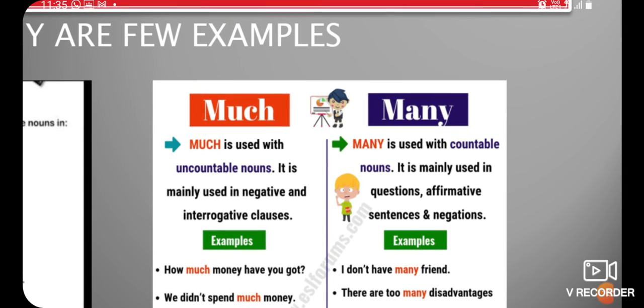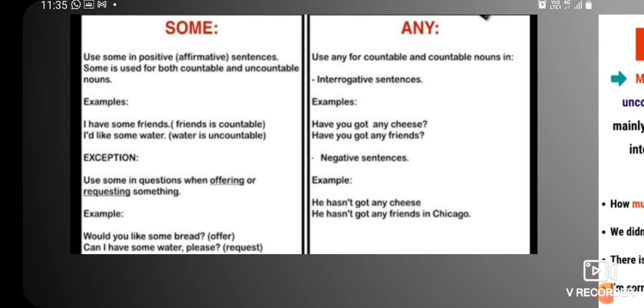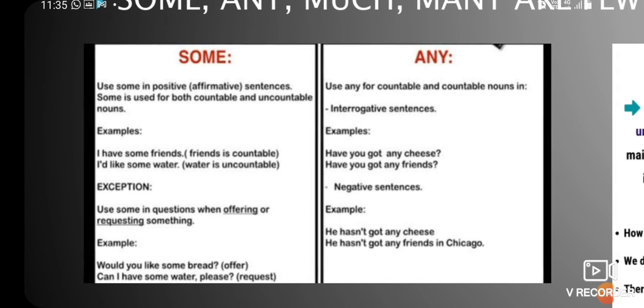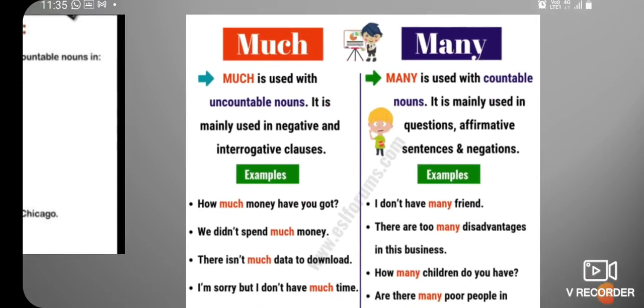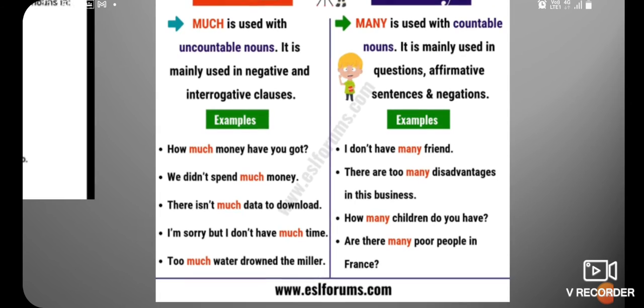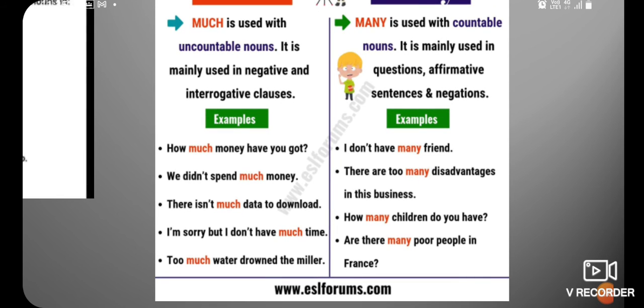Now the next part here is much and many. Much is used with uncountable nouns, and many is used with countable nouns. Here we said some and any are both used with countable nouns. The difference was that some was used in the positive sense and any was used in interrogative and negative sentences. Now we come to much and many. Much is used with uncountable nouns and many is used with countable nouns.